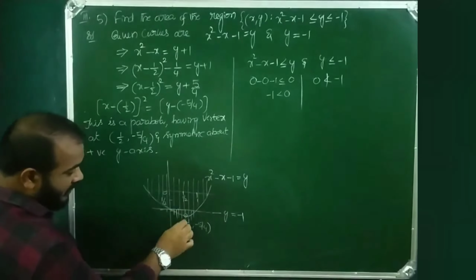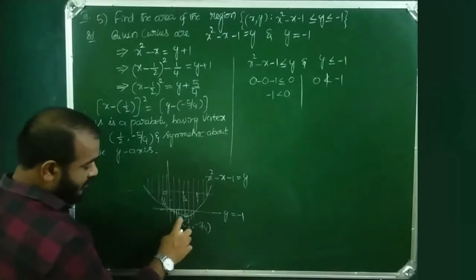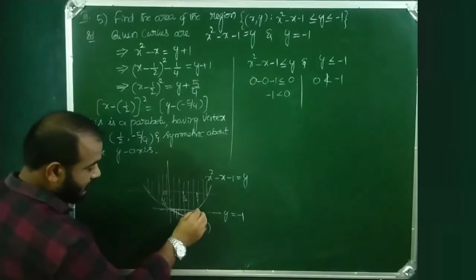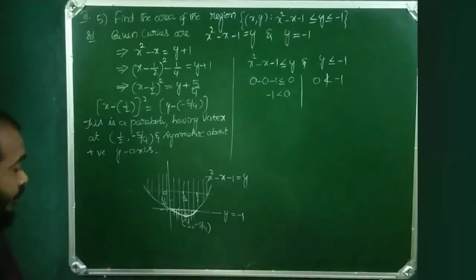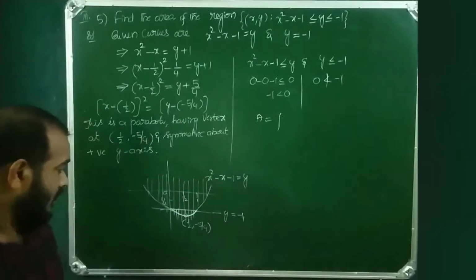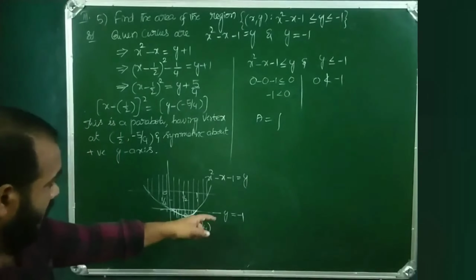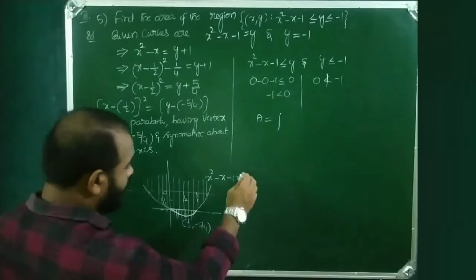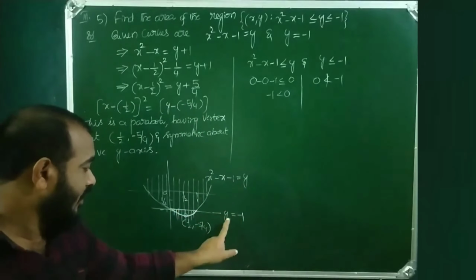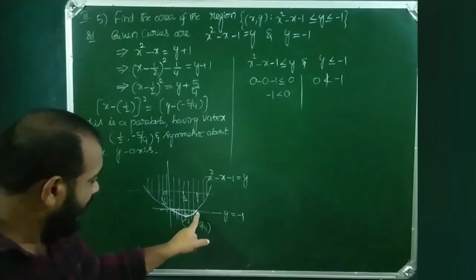So both the parabola x square minus x minus 1 and the line y equals to minus 1 intersect, enclosing this area. So now we have to find the area. Both are intersecting at 1 according to the diagram, it seems.